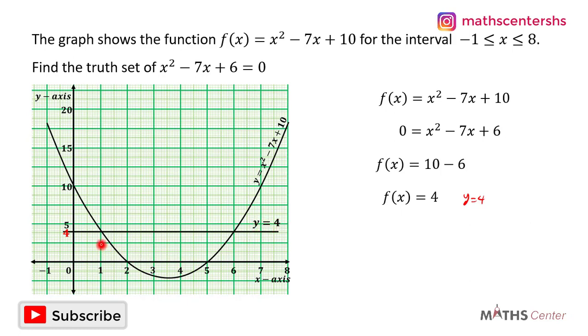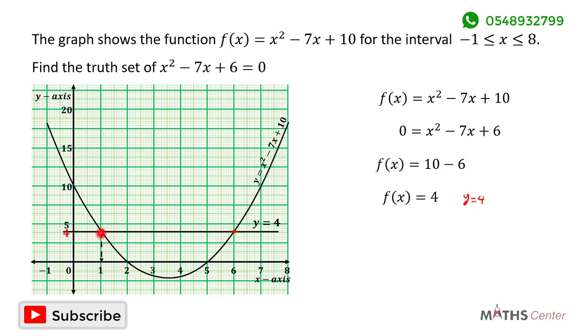As you can see, the line y is equal to 4 intersects the curve y is equal to x squared minus 7x plus 10 at this point and this point. The solution, or the truth set of the equation x squared minus 7x plus 6 is equal to 0, will be the x coordinates of these points of intersection.